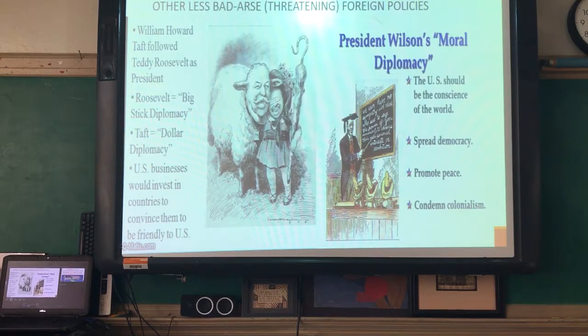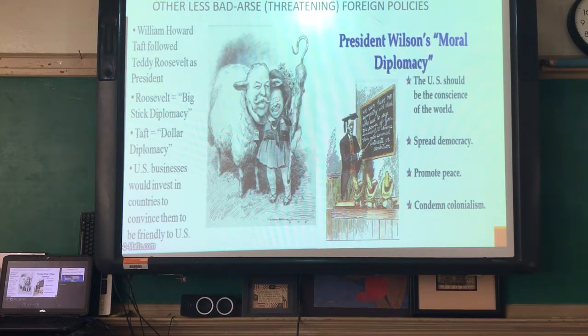So the other foreign policies, and these are again foreign policies, how do we deal with other countries? His successor after Roosevelt, his good friend William Howard Taft, took over, but he was kind of like a sheep. He really wasn't quite as aggressive. Taft had a foreign diplomacy called dollar diplomacy, which was if we give money to these Latin American nations, if we help them out financially, then it's going to improve our relationship with them. A lot of people saw this as trying to bribe other nations to have a good relationship with the United States. It was called dollar diplomacy. Remember, Roosevelt was big stick diplomacy. So then we have Taft, dollar diplomacy.